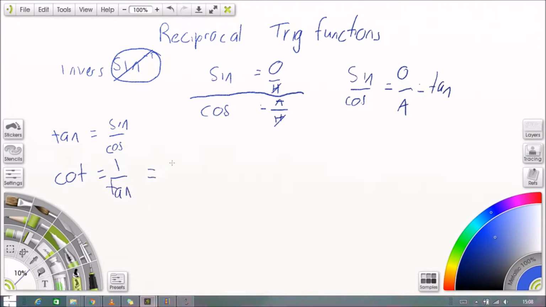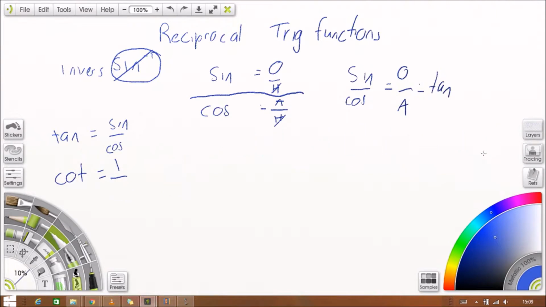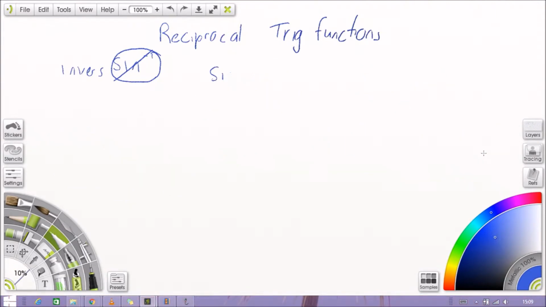Cotangent is equal to 1 over tan, so if we flip the tan, we flip the sine over cos, and that gives us a quick trig identity that cotangent is equal to cos over sine. A trig identity is like a relationship or a shortcut that proves two things are equal to each other. Well, actually it's the shortcut, so you don't have to prove two things are equal to each other every time.